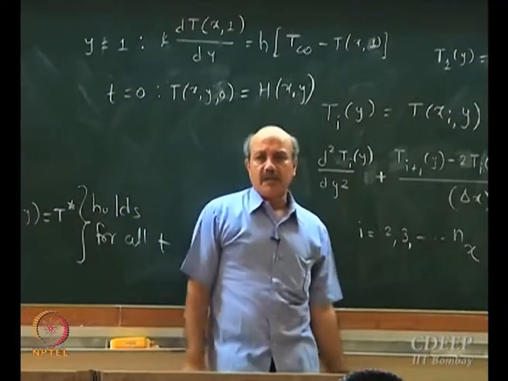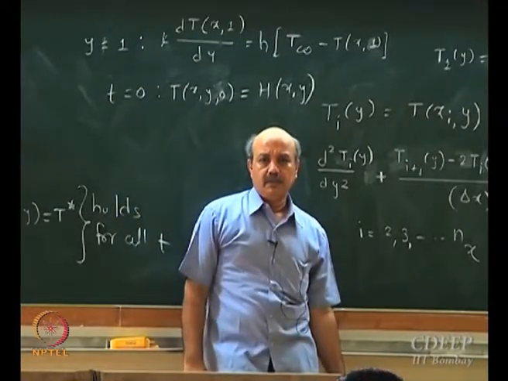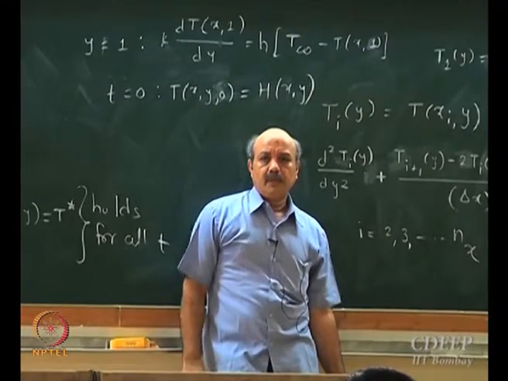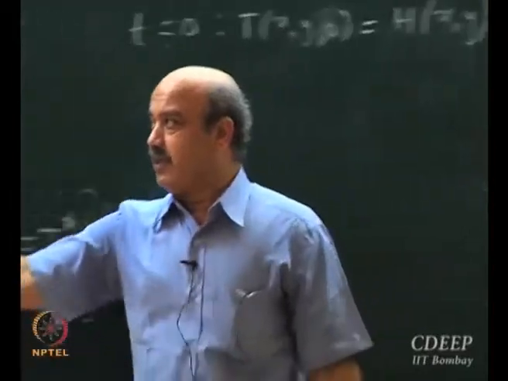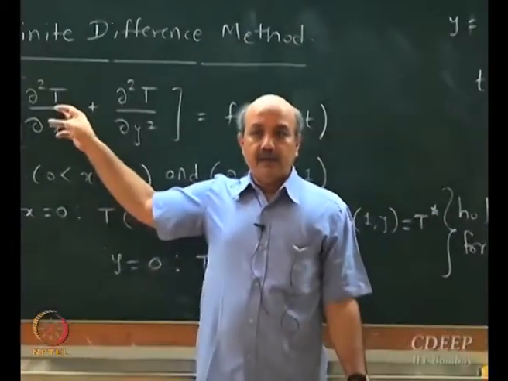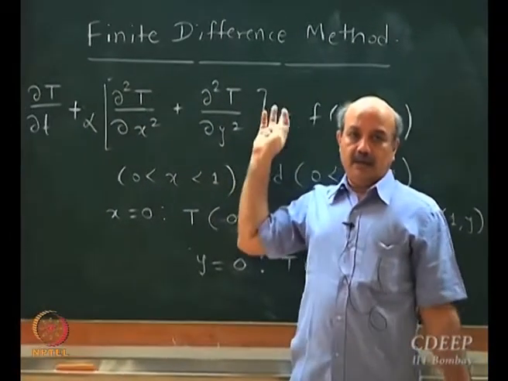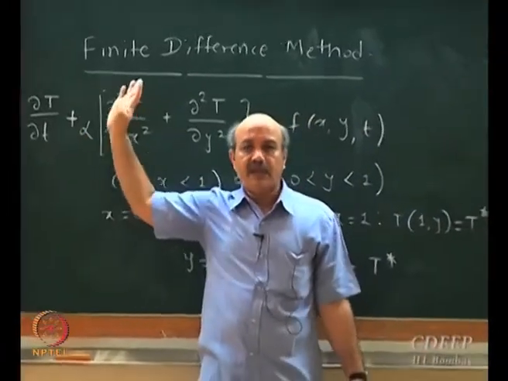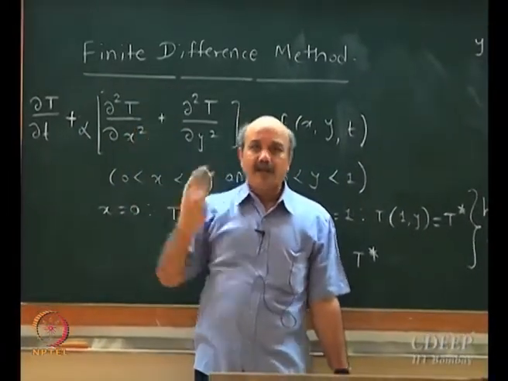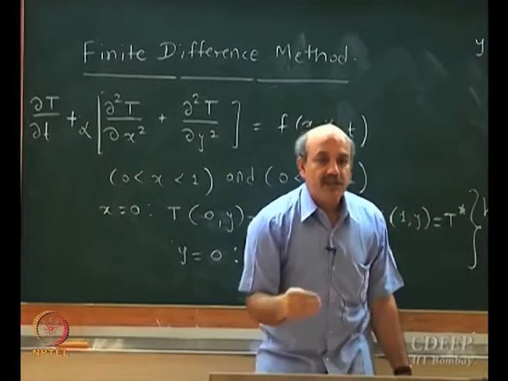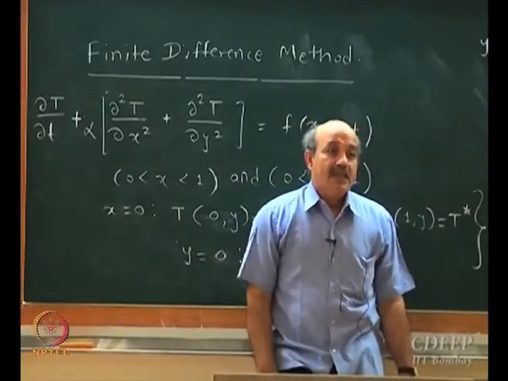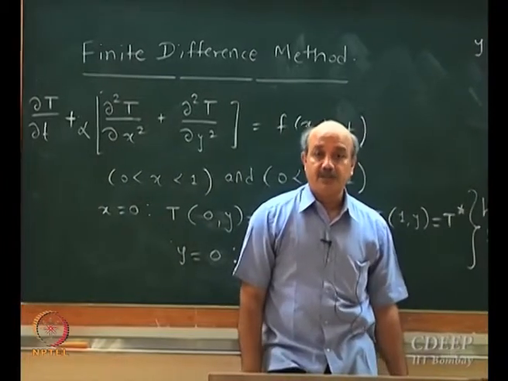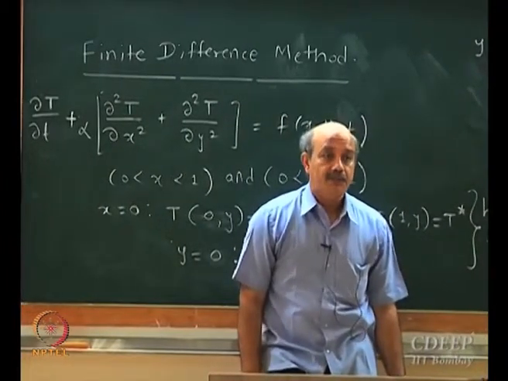What should I do here? Can you suggest something? What if I decide to discretize in two spatial dimensions? I discretize in x and y. I leave temperature as it is. What will I get? I will get an ordinary differential equations initial value problem. Large number of ordinary differential equations which are coupled.